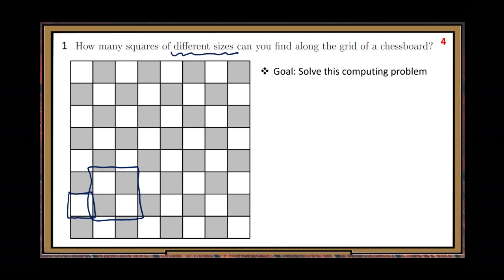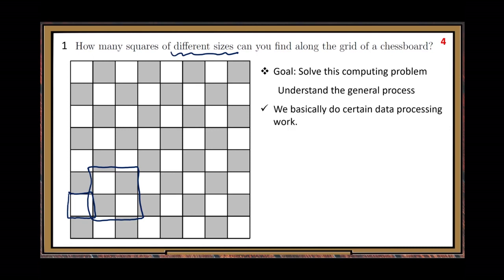Let's understand the basic steps, the general process for this computing problem. What we're doing here is basically data processing. We are given certain data, then we manipulate the given data and try to generate the result. That's the data processing.